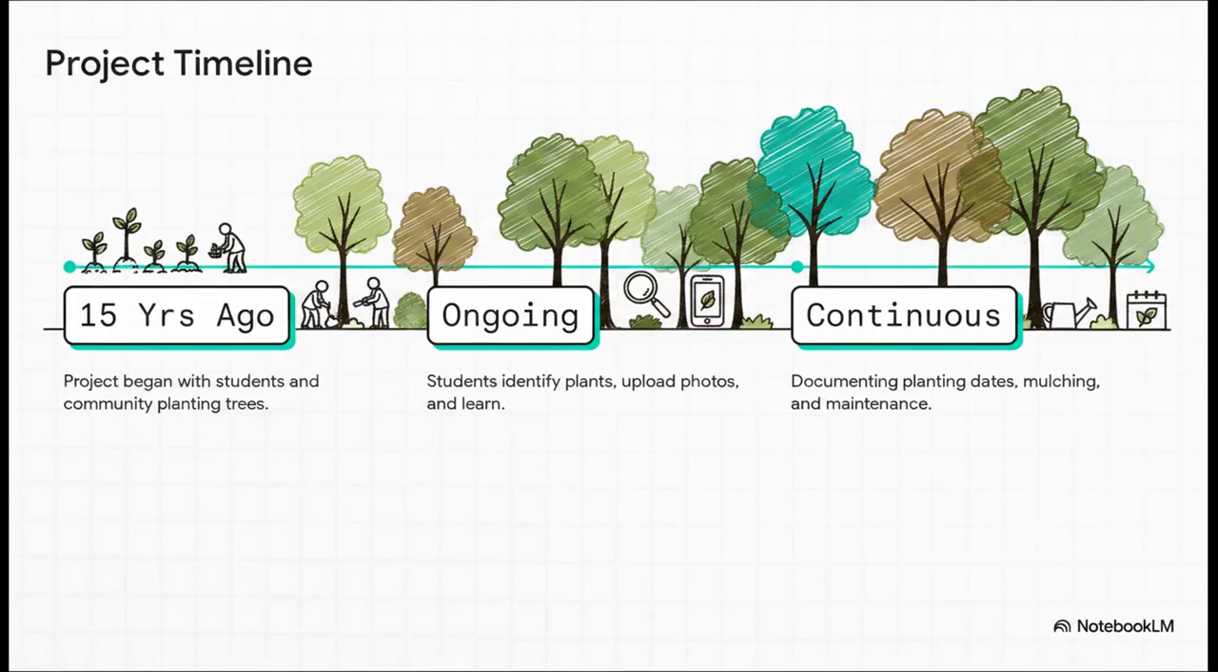Now, a true canopy isn't built in a day, and while neither is its documentation, this project actually evolved over 15 years. Back in the initial phase, students and the local community literally put shovels in the dirt and planted about half of the trees you see mapped out today. Then, as the roots took hold, the project shifted into this incredible ongoing teaching tool. Today, students are continuously identifying plants, uploading fresh photos, and documenting planting dates, mulching cycles, the whole maintenance routine. I mean, this is exactly what true stewardship looks like, tracking the biological life of a landscape over decades.